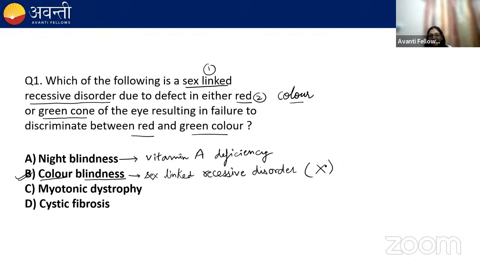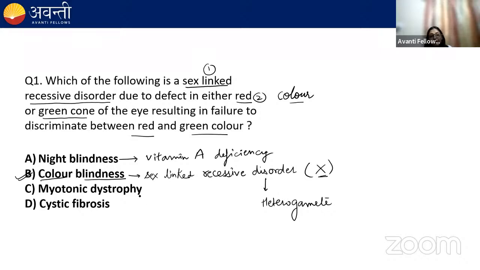So this type of disease, color blindness, you can see more in males as compared to females, because males are heterogametic, right? They have one X and one Y. So one gamete will carry the X chromosome and one gamete will carry the Y chromosome. Because it is an X-linked recessive disorder, mutation is occurring on the gene which is present on the X chromosome. So males are more likely to get affected by this color blindness.